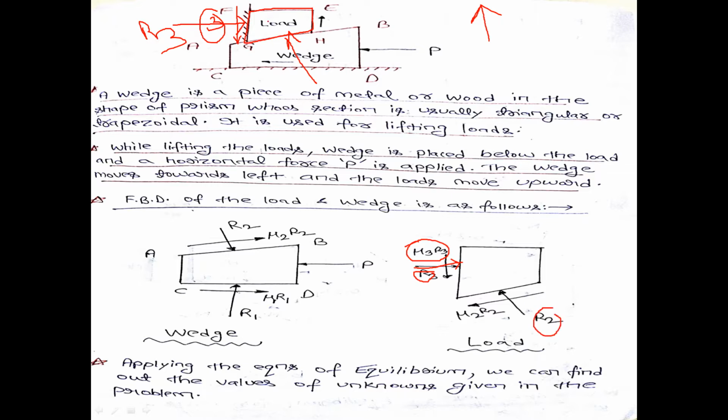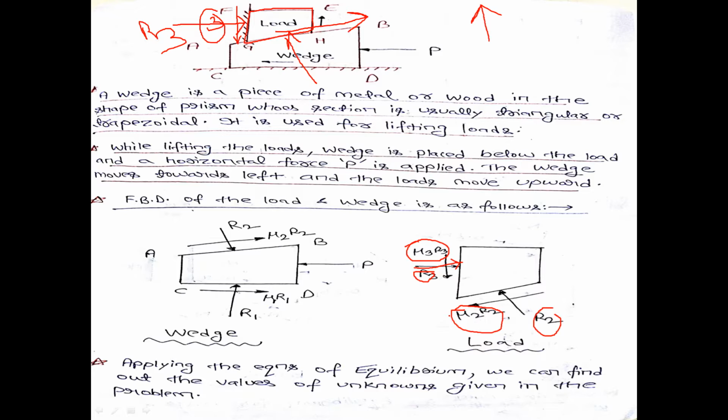Now since the load is moving up, if you see the contacting surface between the load and the wedge, which is nothing but GH, there exists a frictional force, and the direction of that frictional force will be opposite to the direction of motion of the body, and that body is nothing but the load. If the load is moving in this direction along the GH surface, then the frictional force will be acting on this contacting surface in this direction, which is nothing but mu2 R2. So this is the FBD of this load.